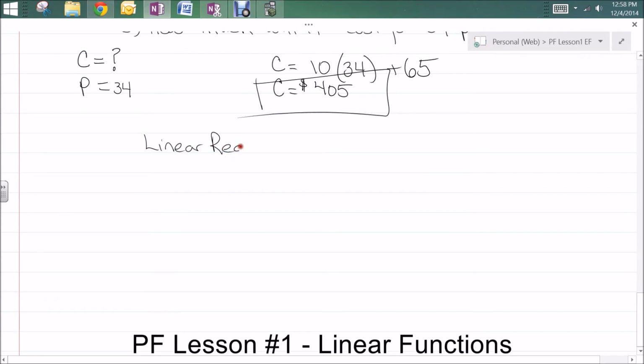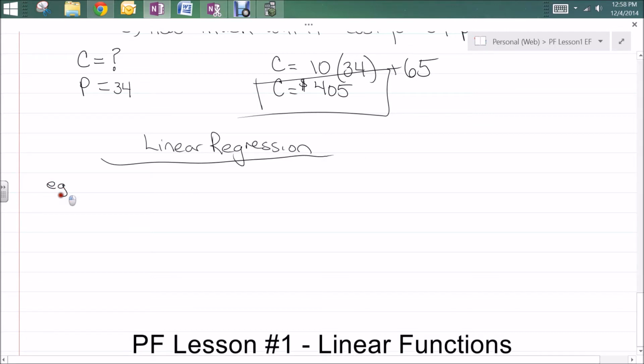is linear regression. Okay? Linear regression. Okay? The calculator does regression. You know regression calculates a line of best fit or an equation of best fit or a curve of best fit. Okay? Ladies and gentlemen, here's an example.